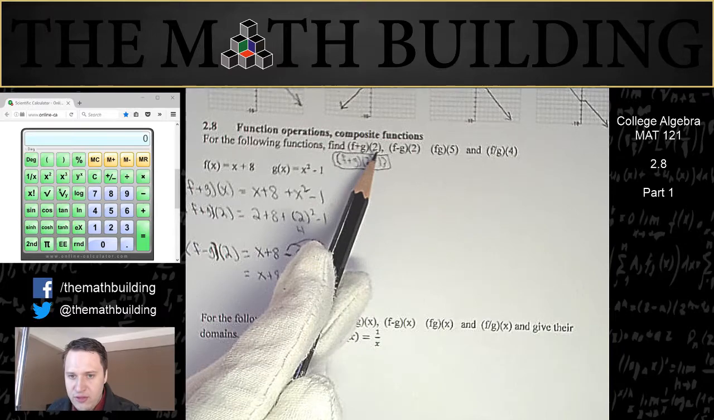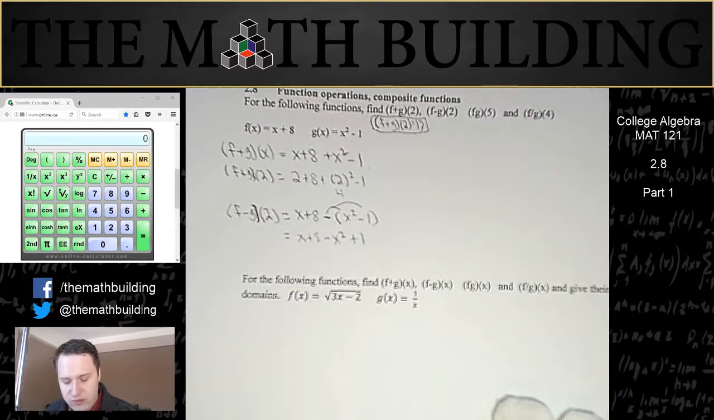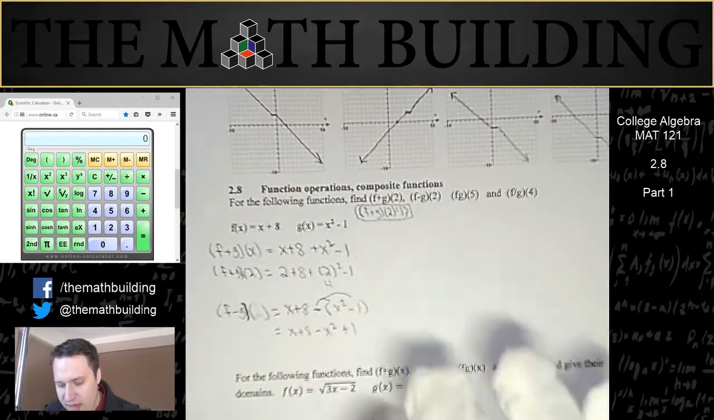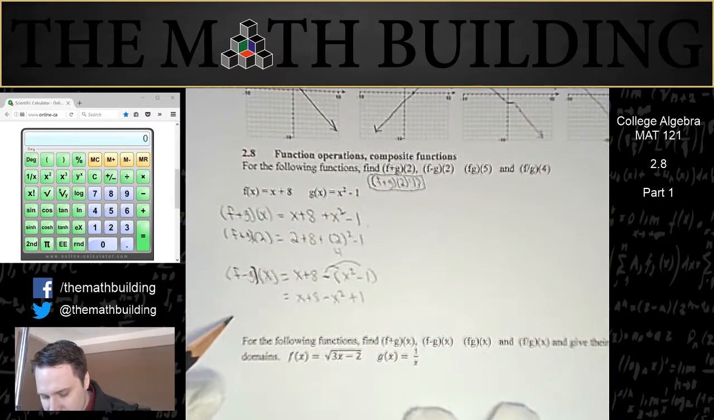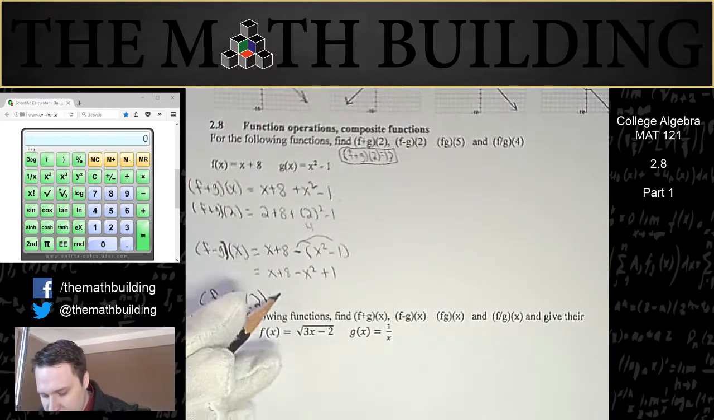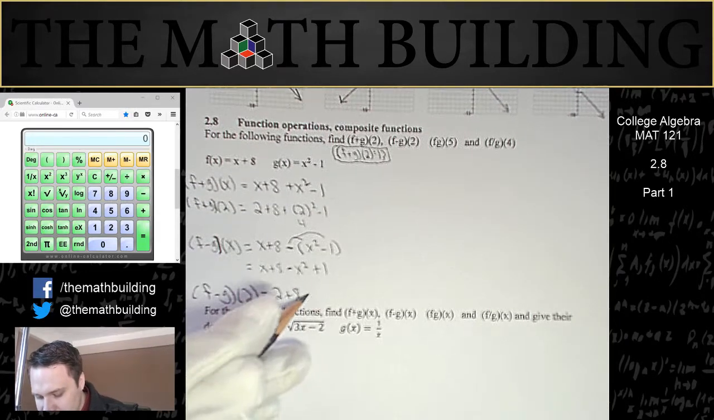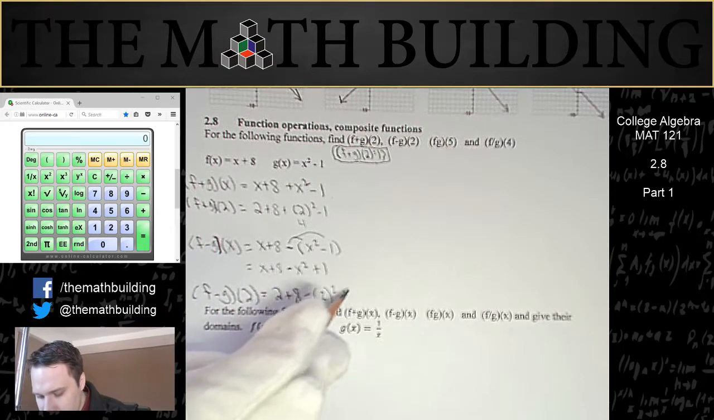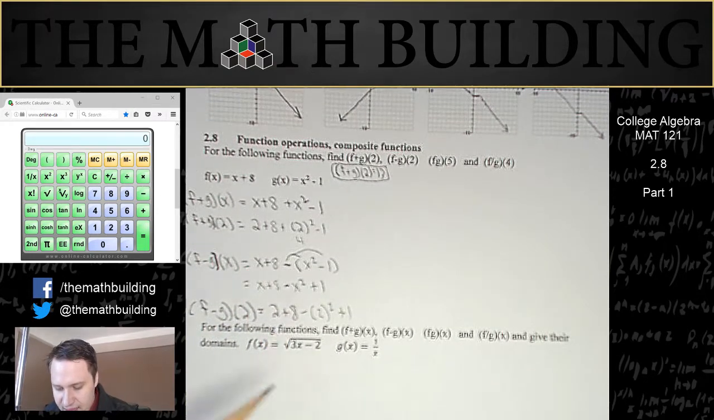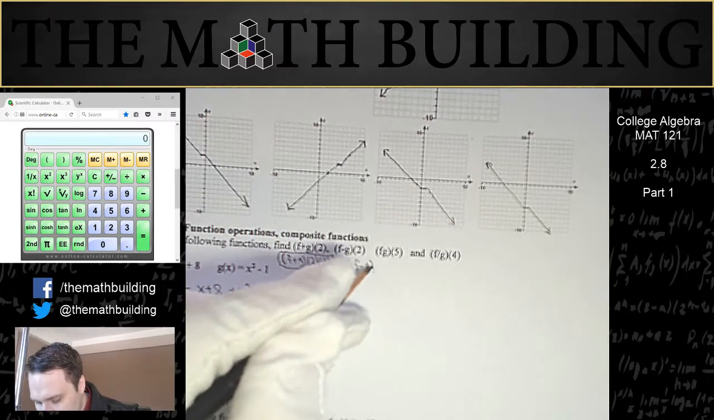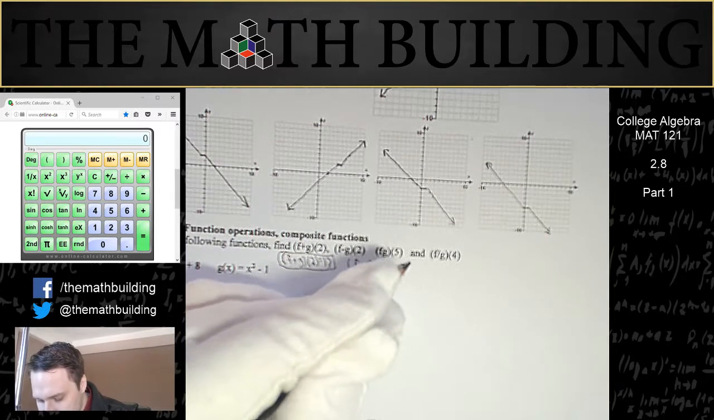We want to evaluate this for 2. So technically what we just found, actually, is f minus g of x, because we still have x's in there. So now let's replace the x with a 2. So that'll be 2 plus 8. Remember, this minus is outside of the square, so that's going to be minus 2 squared plus 1. So 2 plus 8 is 10. That's a 4 there, so 10 minus 4 is 6, plus 1 is 7. So f minus g of 2 equals 7.